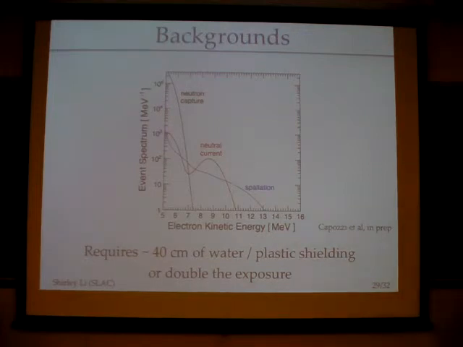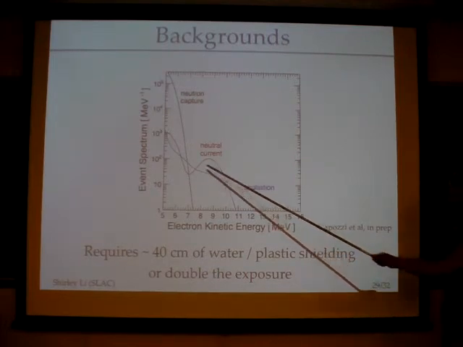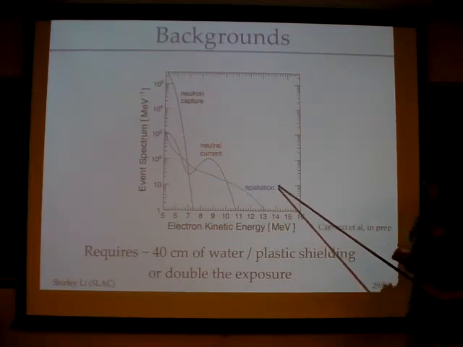Luckily, DUNE is very deep underground, so the muon rate is not very high. Given standard spallation background rejection techniques, this is what we can get after the cut. So overall, we're not too concerned about this background.